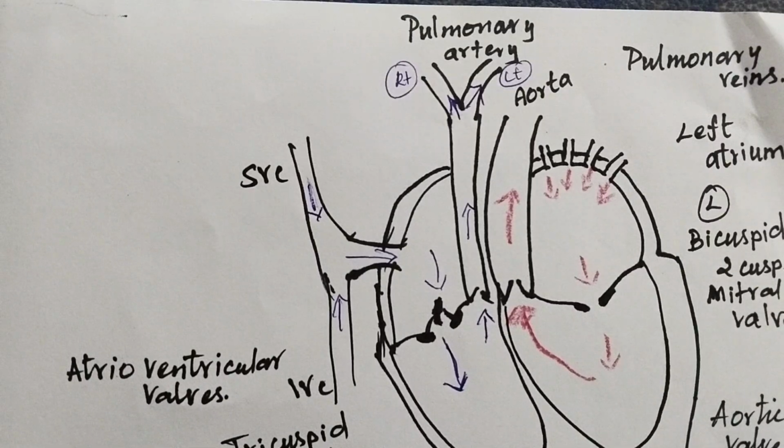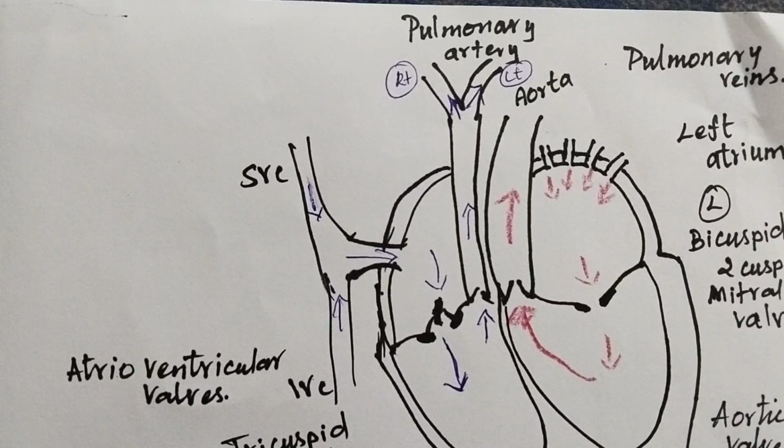Next, this impulse will go to the bundle of His located in the heart's septum. Then to the Purkinje fibers which spread the electrical charge throughout the myocardium, which is the cardiac muscle, and cause the heart to contract. Atria first, then the ventricles.